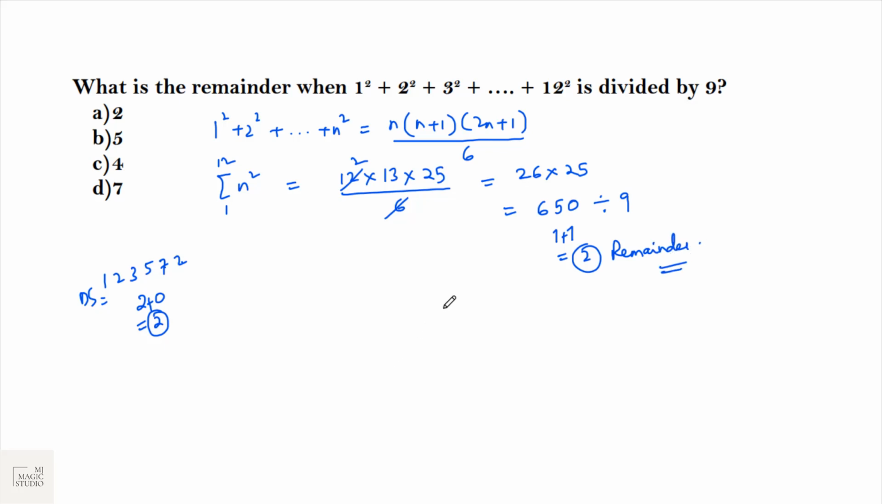What is the remainder when a number is divided by 9? It is nothing but its digital sum. And if its digital sum comes out to be 9, then the number is fully divisible by 9. You're getting it? So the digital sum of a number should be 9 so that the entire number is divisible by 9. If you are getting anything else rather than 9 for the digital sum, DS, then that will be the remainder if that number is divided by 9. So the remainder in this case is 2. Option A is the pick.